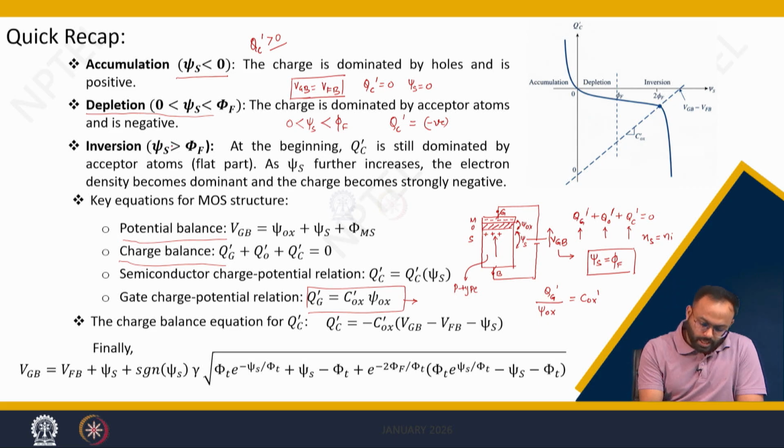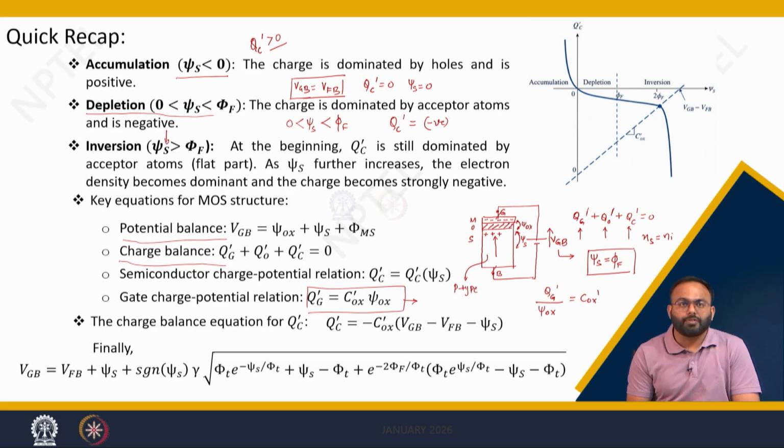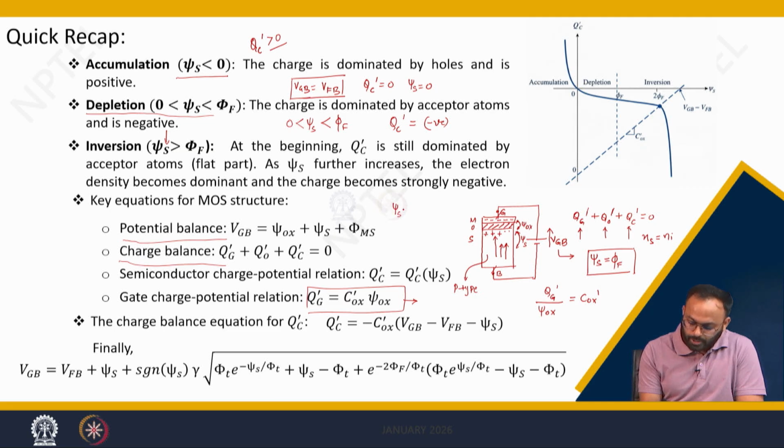Then we said that when the surface potential further increases because of increasing VGB, the inversion electrons from the body come near the surface and cause inversion. This happens when the surface potential is equal to 2 phi f.